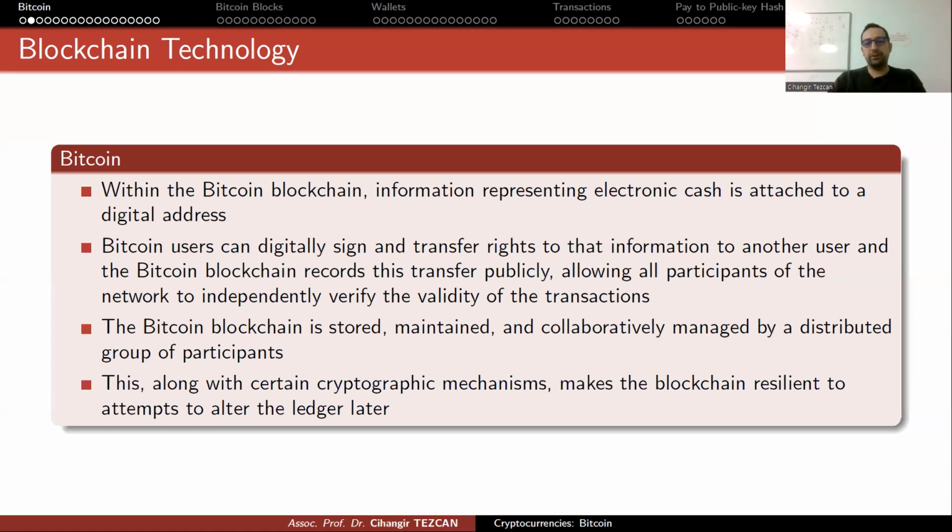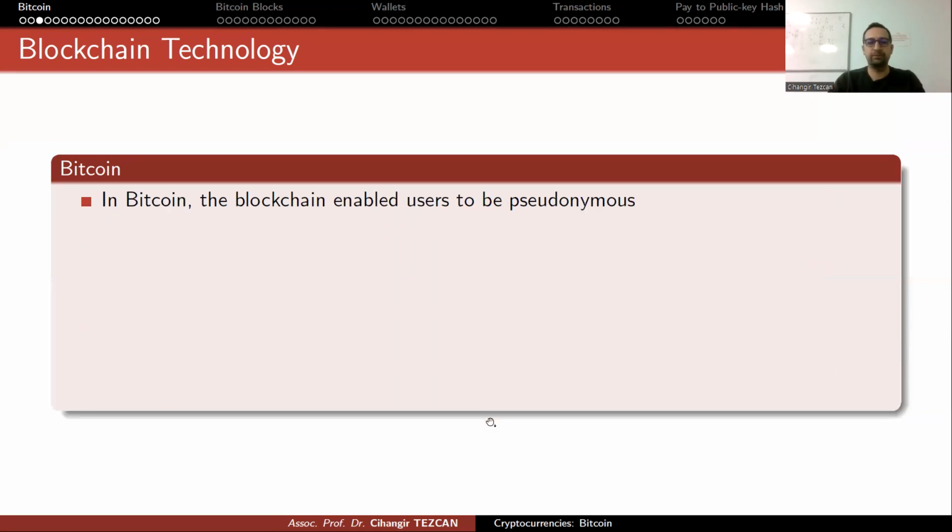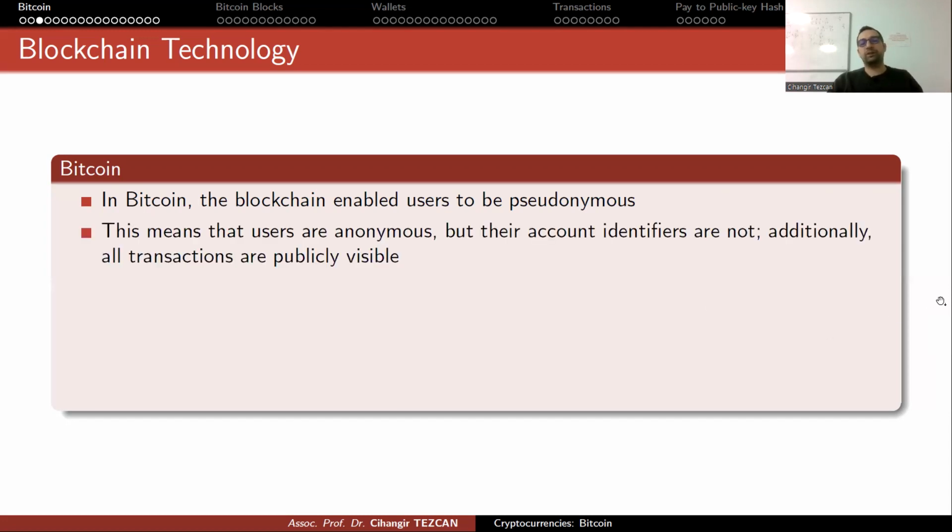This, along with certain cryptographic mechanisms, makes the blockchain resilient to attempts to alter the ledger later. As you can see, here we are talking about integrity, and here cryptographic hash functions come into play. In Bitcoin, the blockchain enabled users to be pseudo-anonymous. So you are not anonymous, but you're pseudo-anonymous. This means that users are anonymous, but their account identifiers are not. Additionally, all transactions are publicly visible.